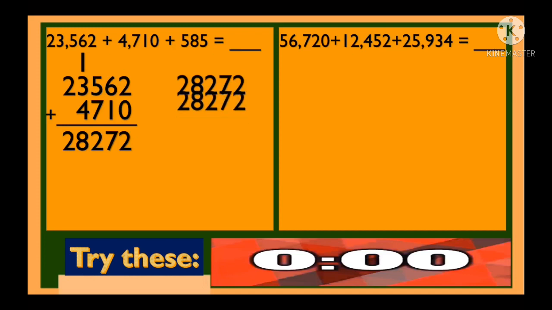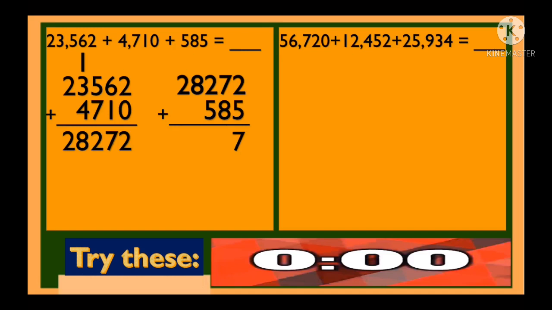And then we will copy the 585. Again, align their place value digits. Of course, don't forget our symbols. Now we will add. What is 2 plus 5? 2 plus 5 is 7, correct? 7 plus 8. Use your fingers, come on. 15, very good.